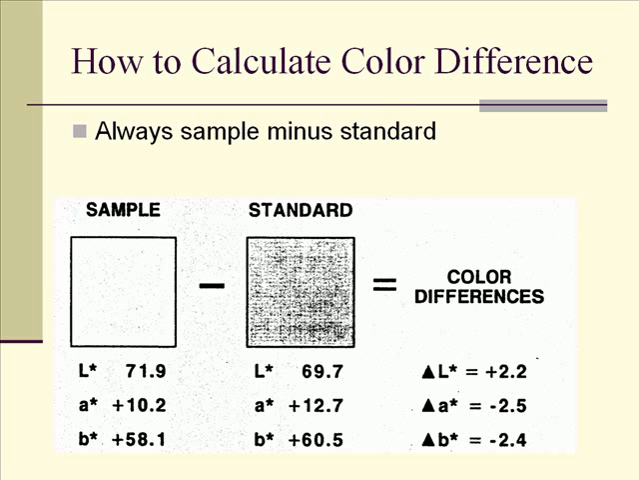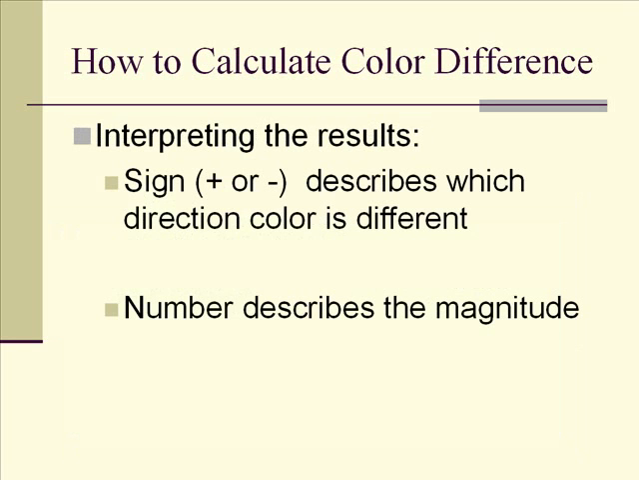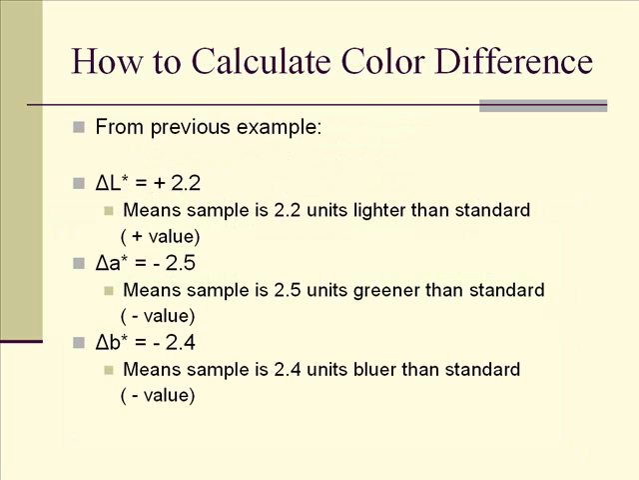That's how we calculate. For the results, the sign describes which direction the color is different. The number describes magnitude. So in that example, our positive 2.2 means the sample is 2.2 units lighter than the standard, because it's positive, so it's lighter. Delta A is negative 2.5, so that means the sample is 2.5 units greener than standard because it's a negative value. The delta B is negative 2.4, so it means the sample is 2.4 units bluer than the standard because it's a negative value. That's what we can get from those numbers.